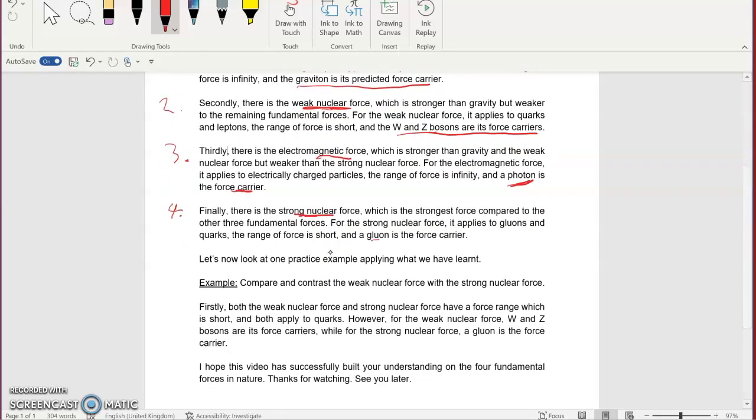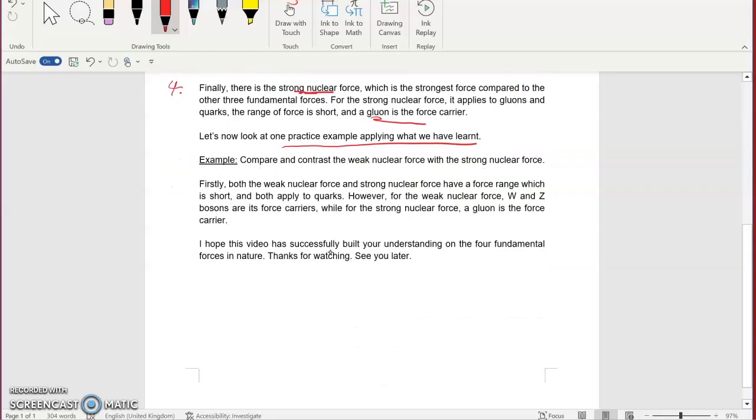Let's now look at one practice example, applying what we have learnt. So the example we have here is: compare and contrast the weak nuclear force to the strong nuclear force.